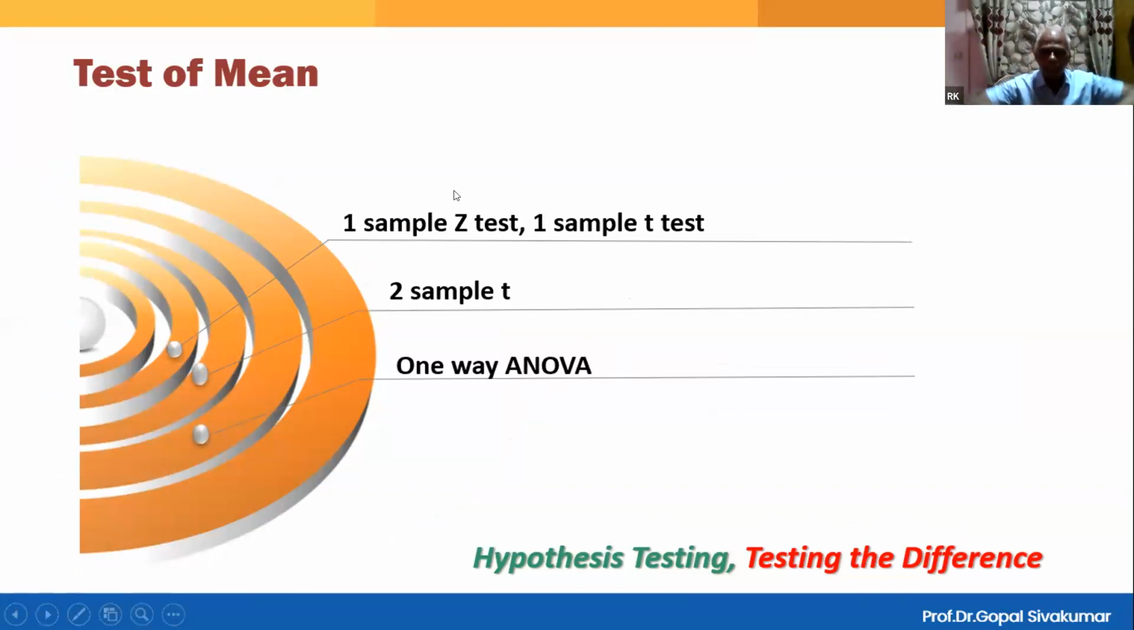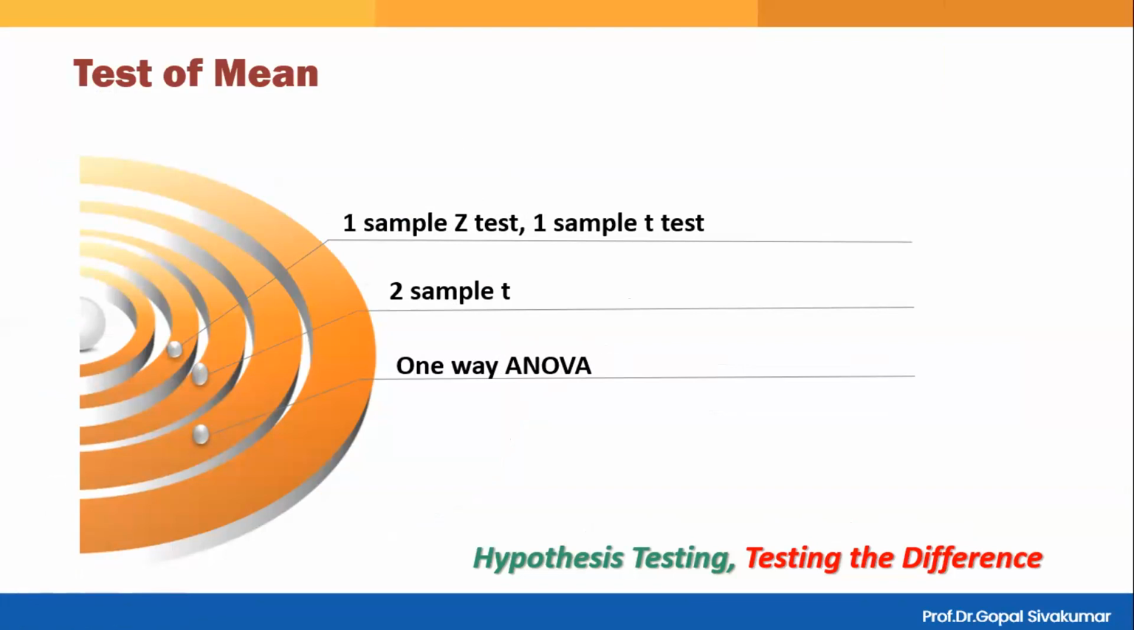Great. So now that you have clarity, the decision is based on p-value. If p-value is less than 0.05, then you reject the null. More than 0.05, fail to reject the null. Let's use this in a real-time scenario. I'll be teaching one sample Z-test, one sample T-test, and then two sample T-test. Then RK will teach you one-way ANOVA.